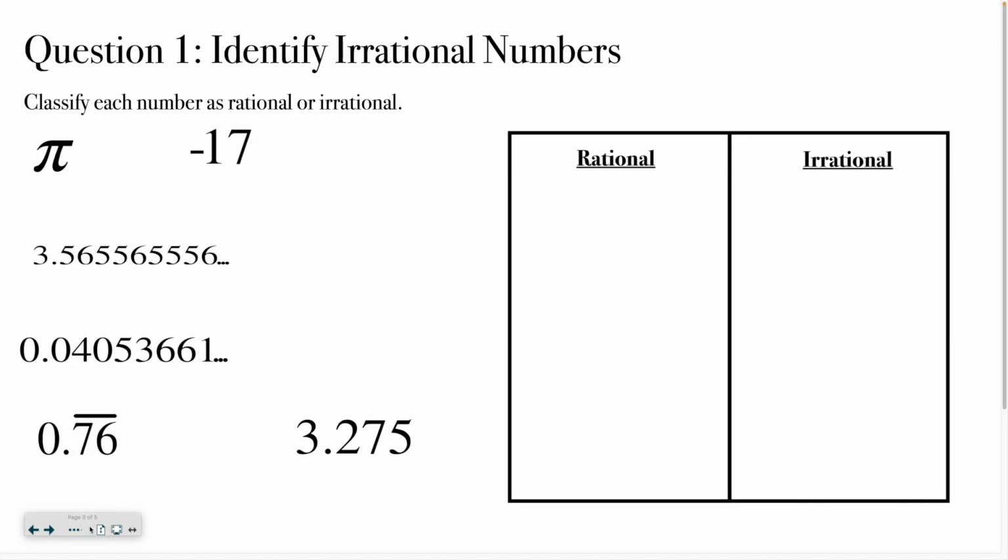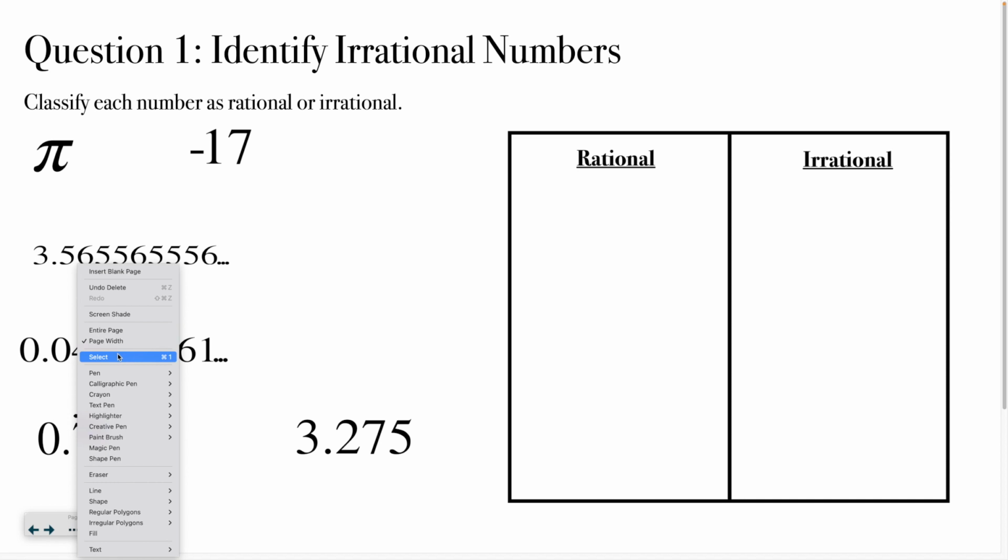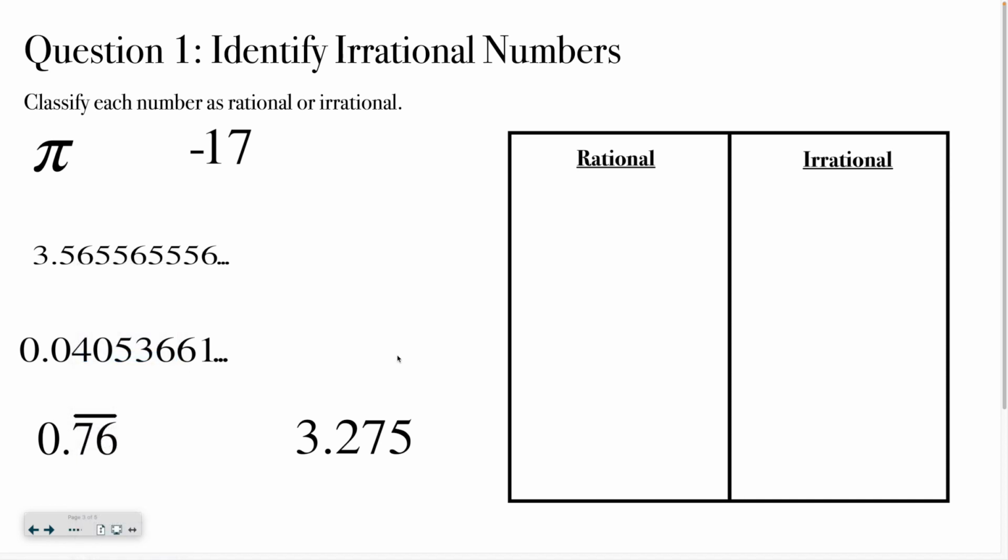Okay, so now let's practice categorizing rational versus irrational. So we talked about how pi, that's a number that keeps going, the decimal never ends, and it doesn't repeat. So that is a form of irrational. Negative 17, well, that number does not have a decimal, so that's going to be rational.